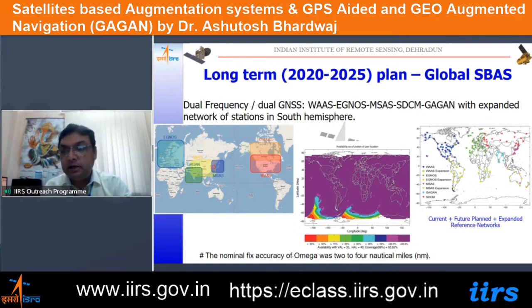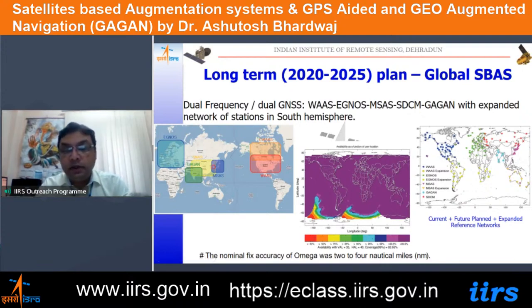So this is the dense availability of the reference networks across various parts of the globe. Many of the systems are functional, some are planned, and some are already under expansion. Basically, we are able to get good signals providing us availability of vertical accuracy of the order of 35 meters and horizontal of 40 meters for almost all parts of the globe, leaving the polar region. For most of the area we can get that, as shown here in this figure.